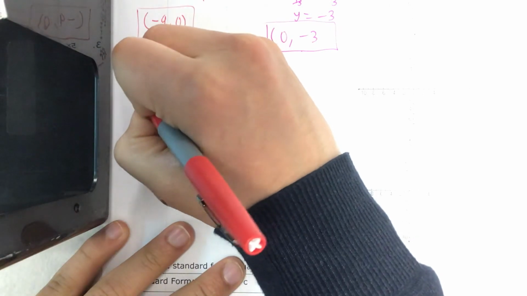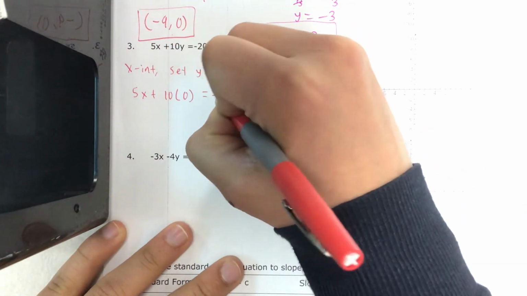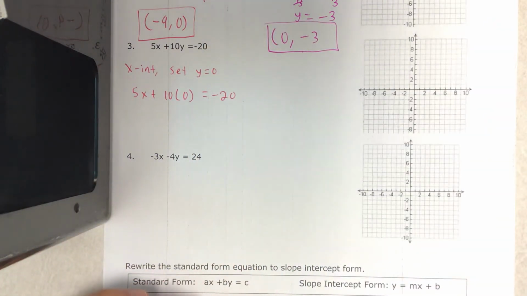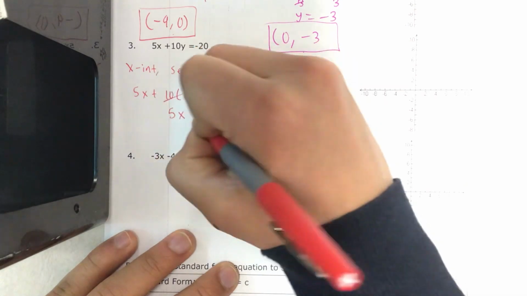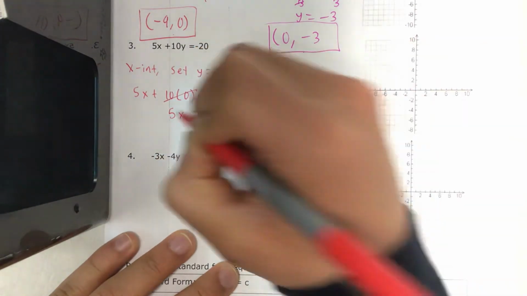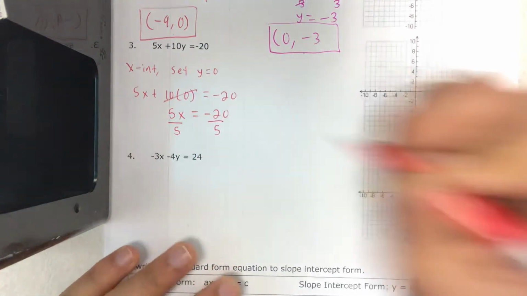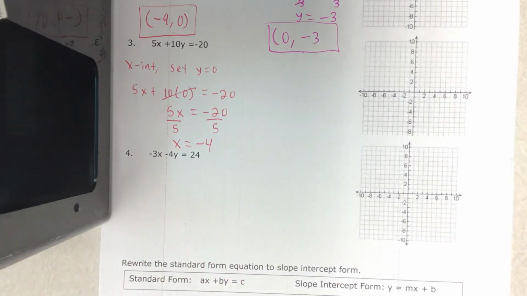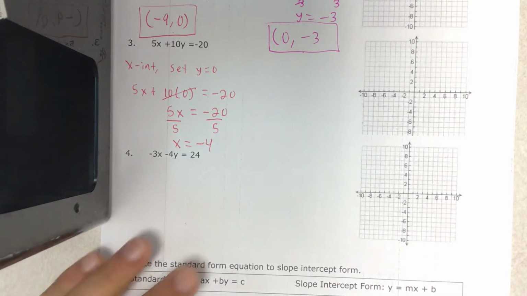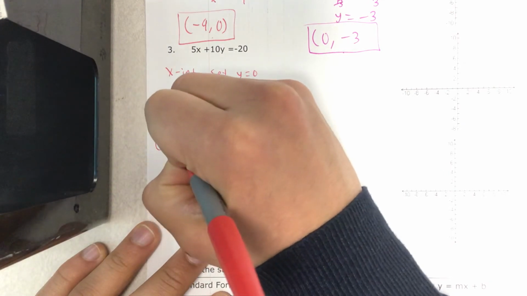So I get 5x plus 10 times 0 equals -20. 10 times 0 is 0, that cancels out. I'm left with 5x equals -20. To get the x by itself, we divide by 5. What I do to one side, I do to the other. So I get x equals -4. Again, not my final answer, so I put it in an ordered pair, -4, comma 0.